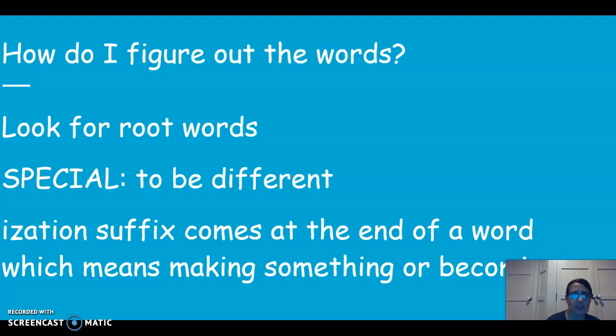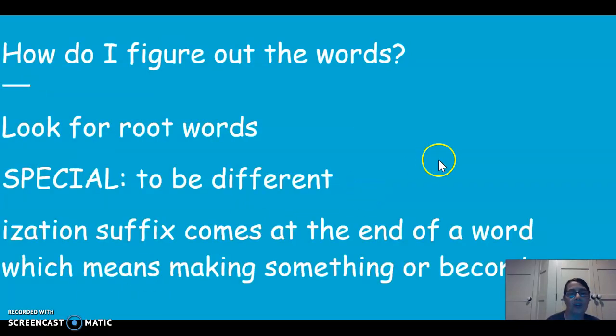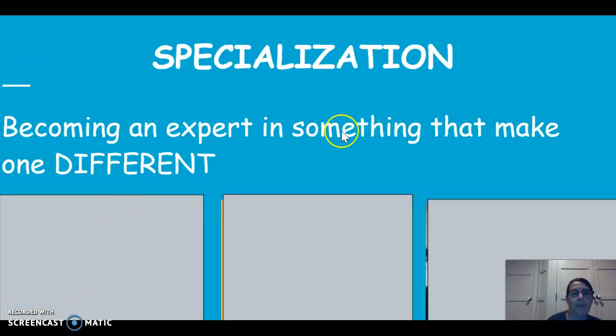For example, in specialization, let's go back to that slide. In specialization, you see the word special. Think about what special means. Special means to be different. Now, Z-A-T-I-O-N, ization, is a suffix. We talked about suffixes coming at the end of a word. Z-A-T-I-O-N, which is ization, means making something or becoming. So if we look at this word again, specialization, it means becoming an expert in something that makes one different.